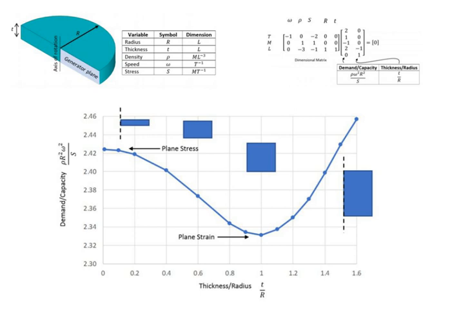A third example, demand versus capacity for a rotating disk. Consider the case of a thin, solid, parallel-sided rotating disk of axial thickness t and radius R. The disk has a density rho, rotates at an angular velocity omega, and this leads to a stress sigma in the material.